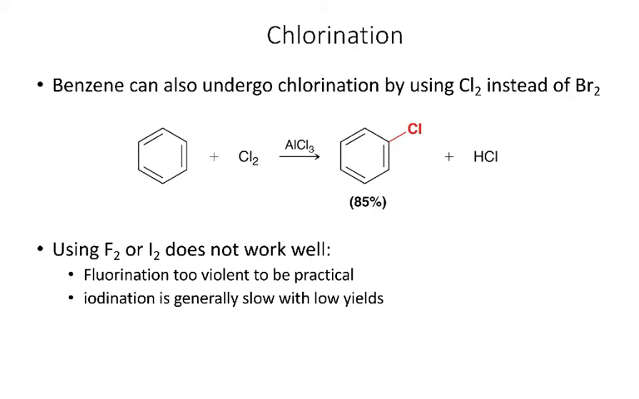Okay, so we've been looking so far at bromination. Chlorination is possible, only in this case, instead of using Br2 and AlBr3, we're going to use Cl2 and AlCl3. It turns out that the EAS really only works well with chlorine and bromine. Fluorine is too violently reactive to be practical, and then iodination is generally so slow as to make it not very practical.